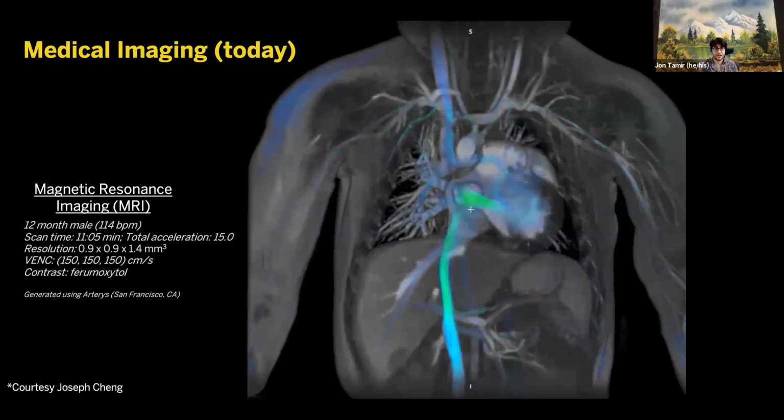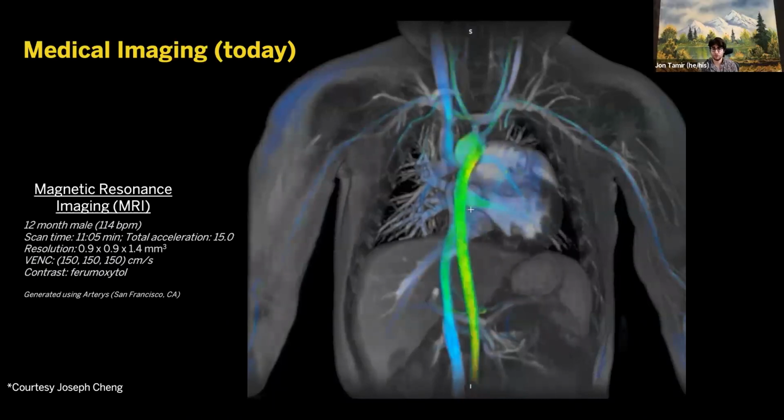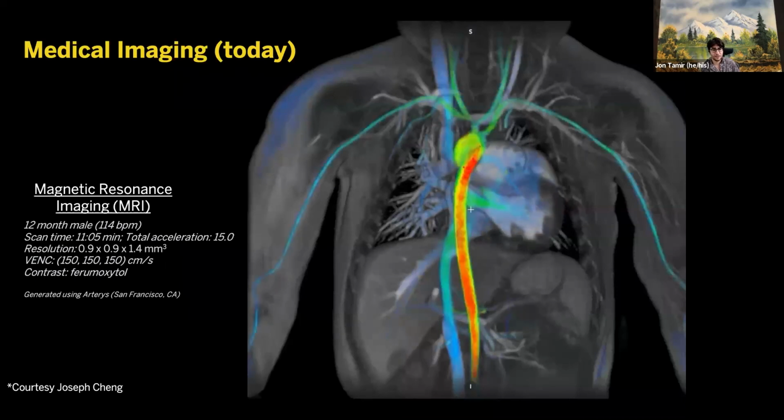People have done that in vivo with high field MR, and they've done it ex vivo on tissue samples to get really high resolution, for instance, looking at tractography of the brain. But it's not typically done clinically.